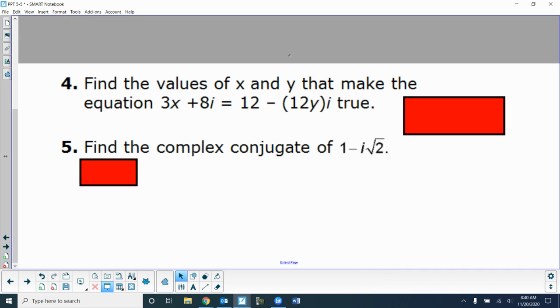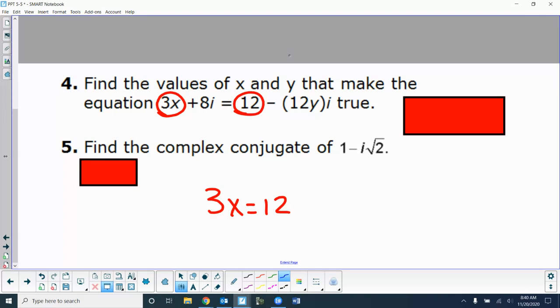All right, so how do we do number 4? No idea? That's the easy one. Where are the real parts? The 3x and the 12. So what do we do with those real parts? Set them equal.